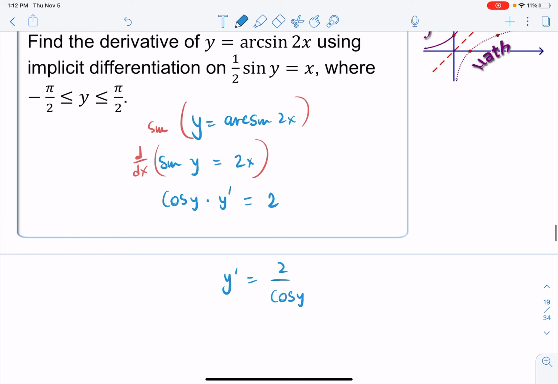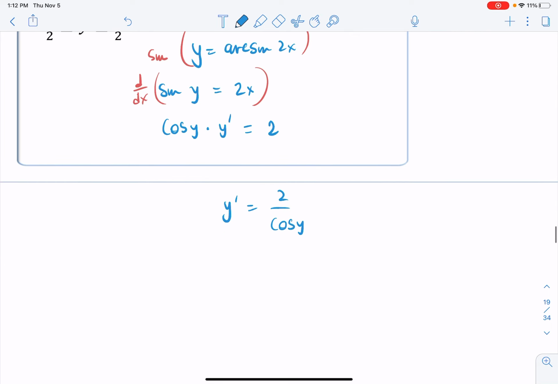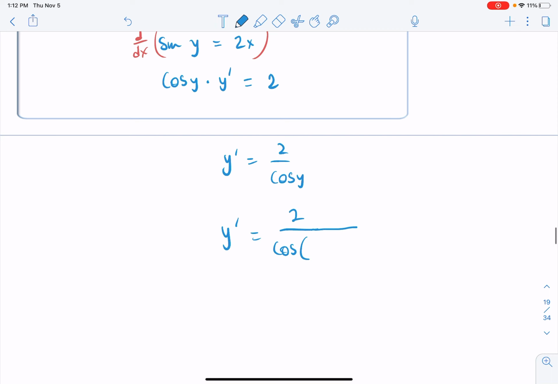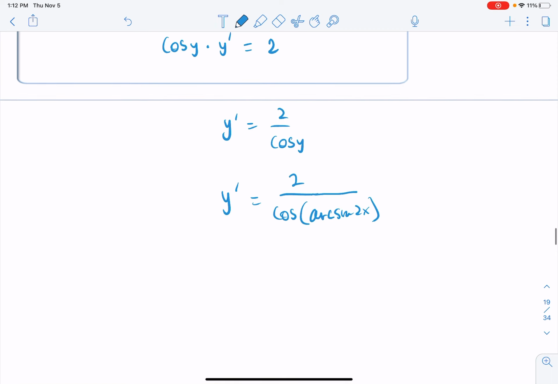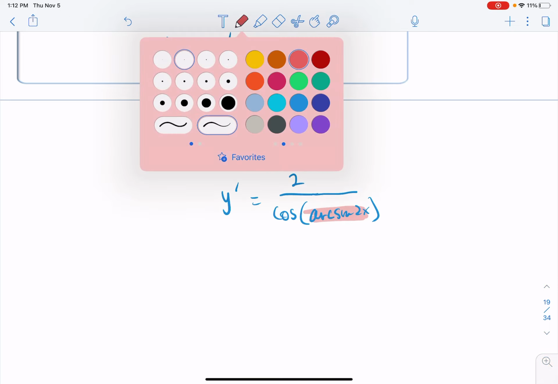Okay, and now let's solve it for y prime by dividing: 2 over cosine of y. We don't want y up in there, so we're going to replace it with what y is actually equal to, which is the arc sine of 2x. All right, so we didn't do this one before, so we will have to go through the process of turning this back into an algebraic expression here. That establishes an angle, and that angle looks like this.